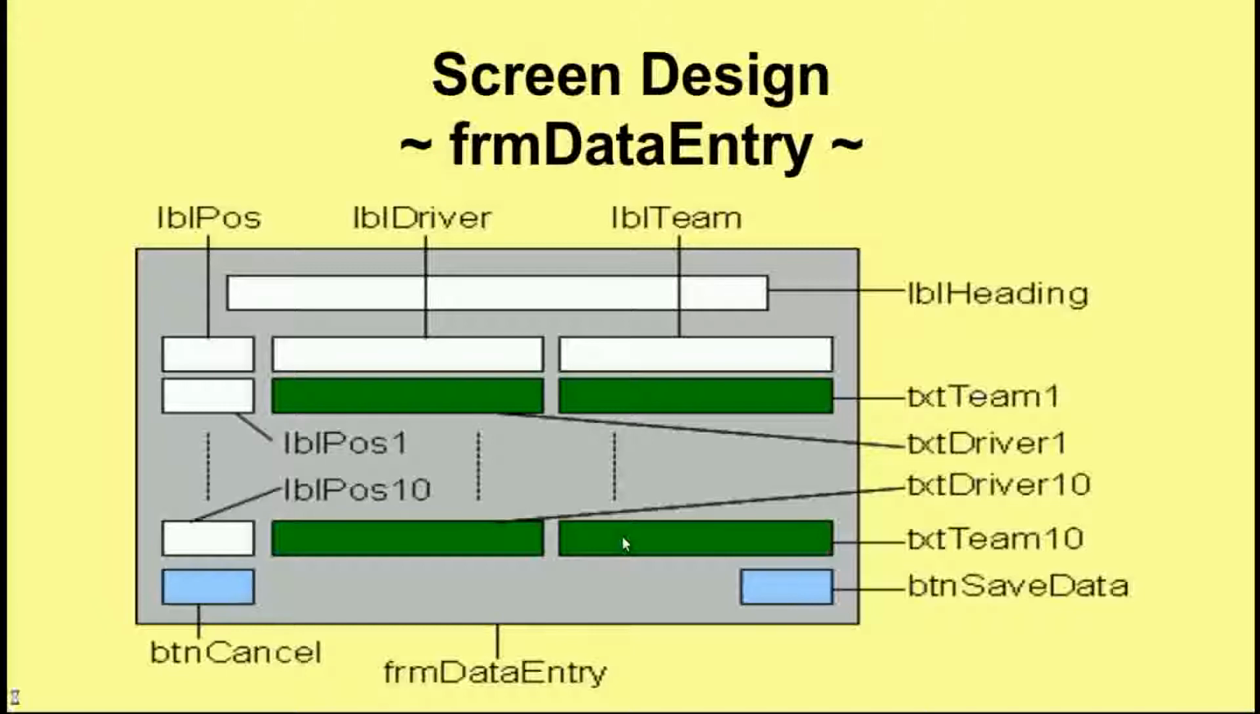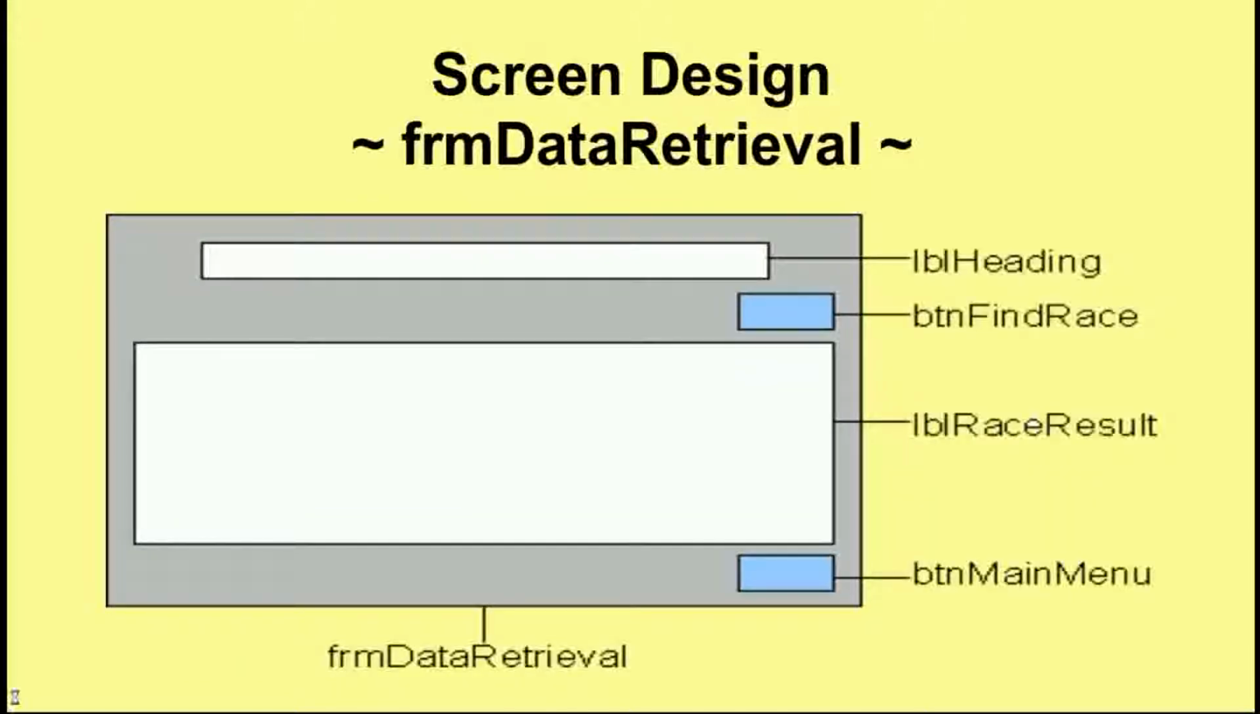We now have a facility for the user to enter the data. We're going to have two buttons. A button cancel. So now I don't really want to store this. Can we put it away? So that will presumably just take us back to the main menu. We're then going to have a btn save data, which will write the data that the user has entered into a file. The user will then be able to see that data by going to the data retrieval form.